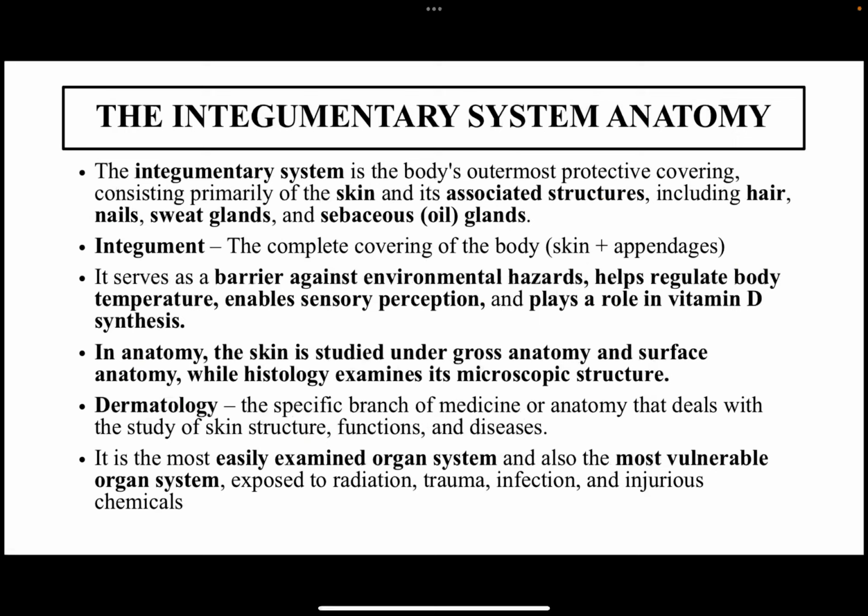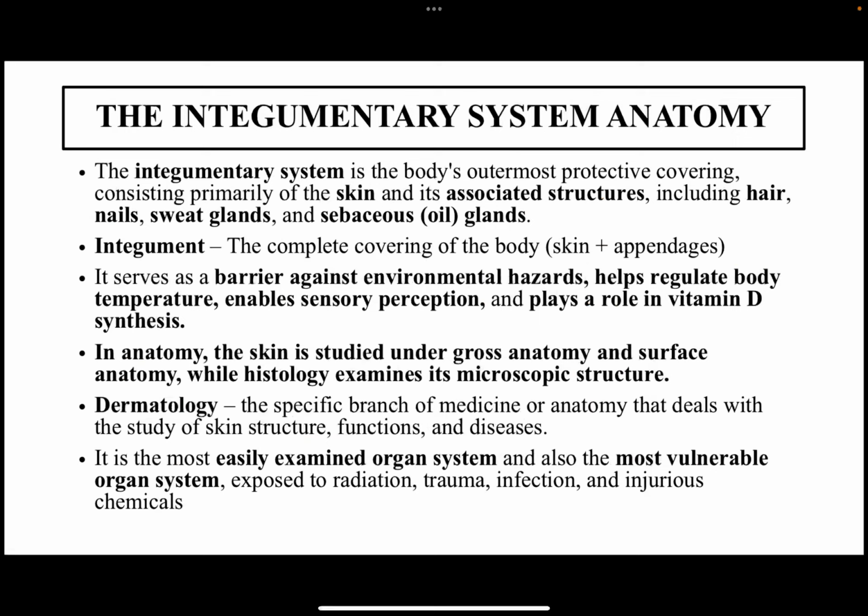Most of the time when we hear of the integumentary system, a lot of people are thinking of only the skin. But the integumentary system goes beyond just the skin, even though the skin is the dominant organ of the integumentary system. We have several other associated structures that form the integumentary system, like the hair, the nails, the sweat glands, and the sebaceous glands. All these organs are part of the integumentary system.